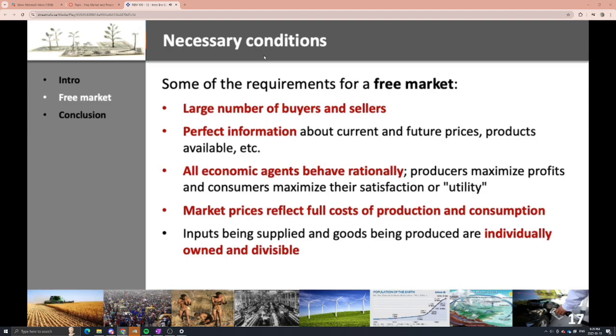In this context, being rational means that everybody focuses on their own interests and tries to maximize their own benefit or utility. So suppliers are only focused on their bottom line and their happiness, and consumers try to make the most out of their grocery budget. The fourth condition that has to be fulfilled is that the price of the good has to accurately reflect the full cost of the production and consumption of the good. There cannot be any freebies or costs that are not accounted for. And the last condition is that the inputs needed for the production of the goods need to be divisible and individually owned. This means that the goods can be divided into sellable chunks, and somebody has to actually own them and be there to sell them.